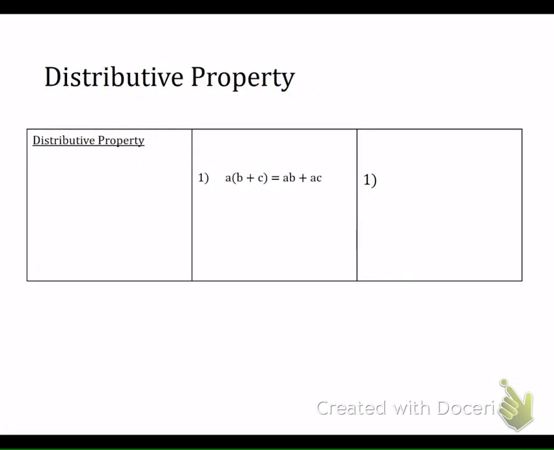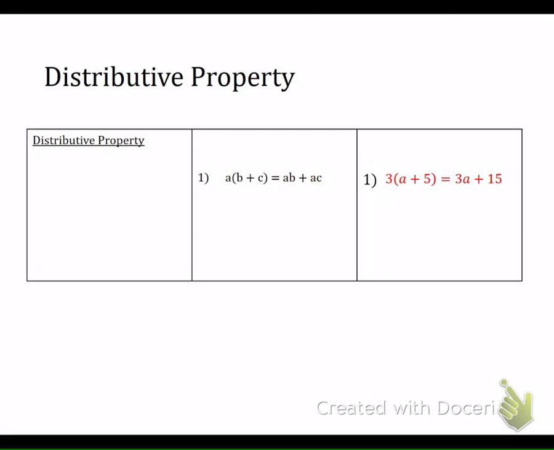All right, and then the distributive property. Once again, there's only one type of distributive property, so there's not a series of different names in the first box. The distributive property says if you have a number multiplied by a quantity with either addition or subtraction inside the parentheses, you can multiply each of those pieces by that number out front. So A times the quantity B plus C is the same thing as A times B plus A times C.